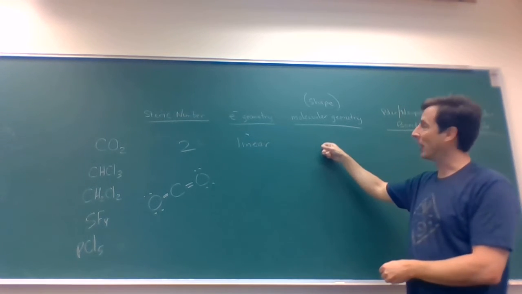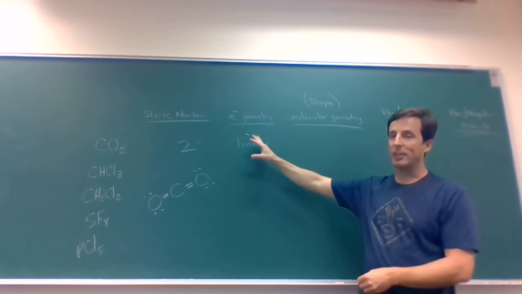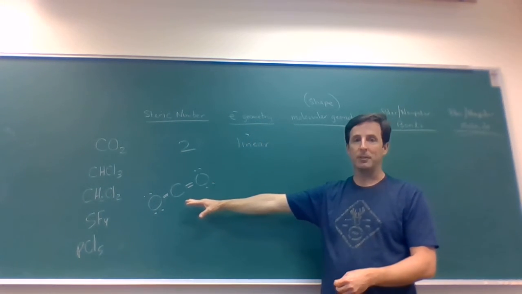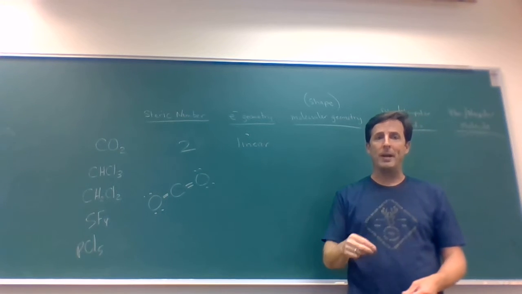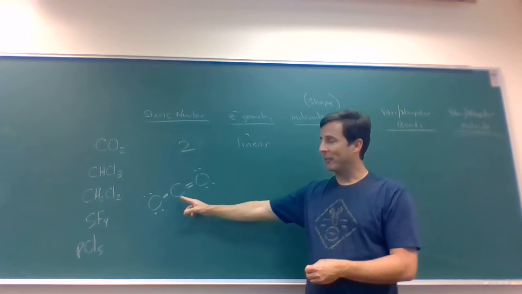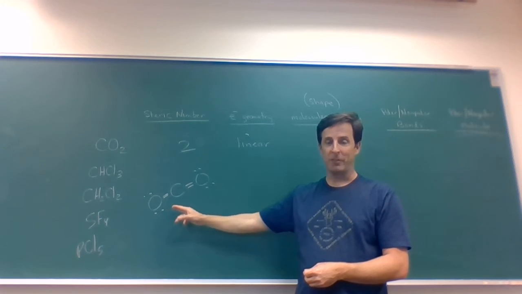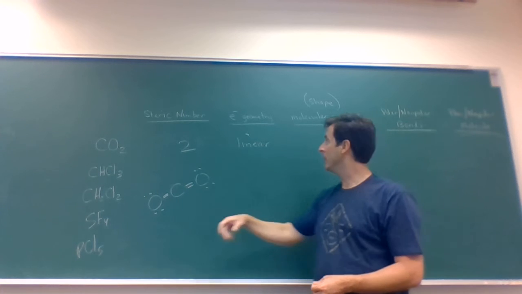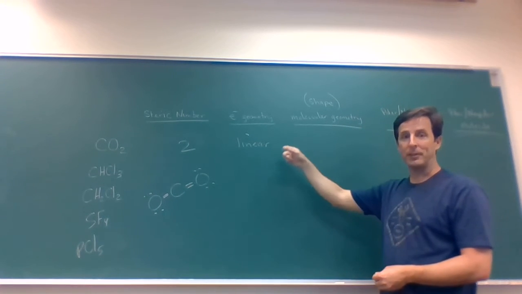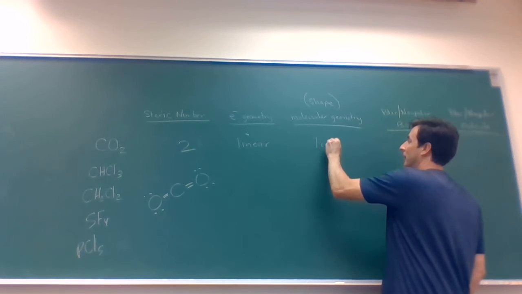Next step, molecular geometry or the shape. So this is where I say, okay, take the electron geometry, look at the structure, and I'm going to take off the lone pairs. Specifically, though, I'm looking at the center atom. So if I take off the lone pairs, carbon doesn't have any. If carbon doesn't have any lone pairs, then that means that molecular geometry and electron geometry will be the same. So it's going to be linear.